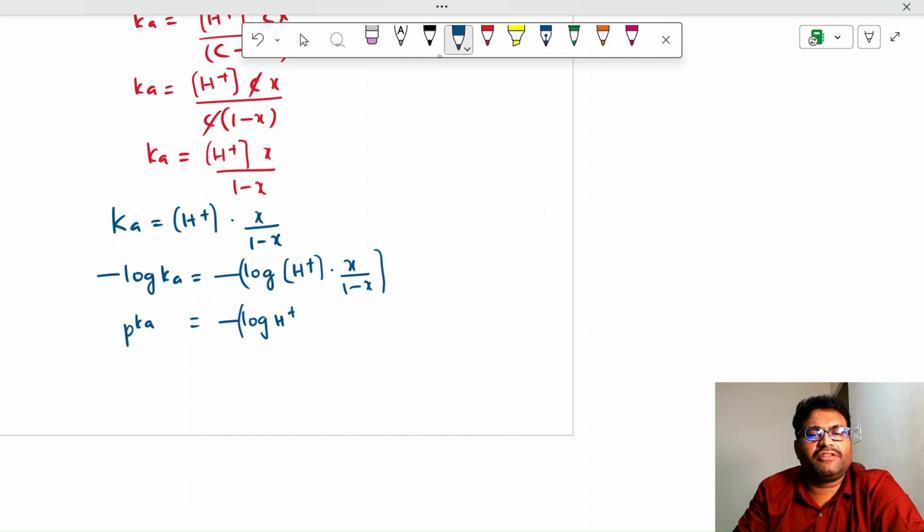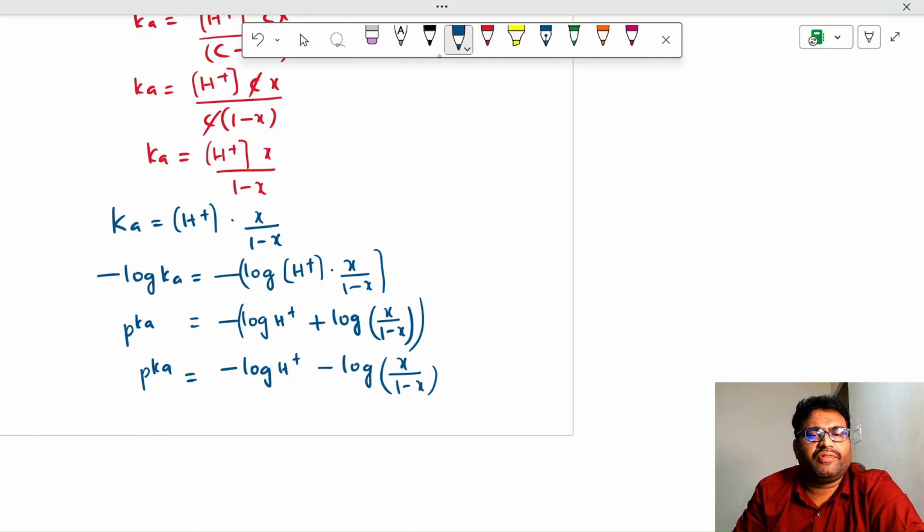Minus log H plus ion concentration plus log x by 1 minus x. Log A into B is equal to log A plus log B, no? So log H plus ion concentration into x by 1 minus x. So pKa is equal to minus log H plus ion concentration minus log x by 1 minus x.